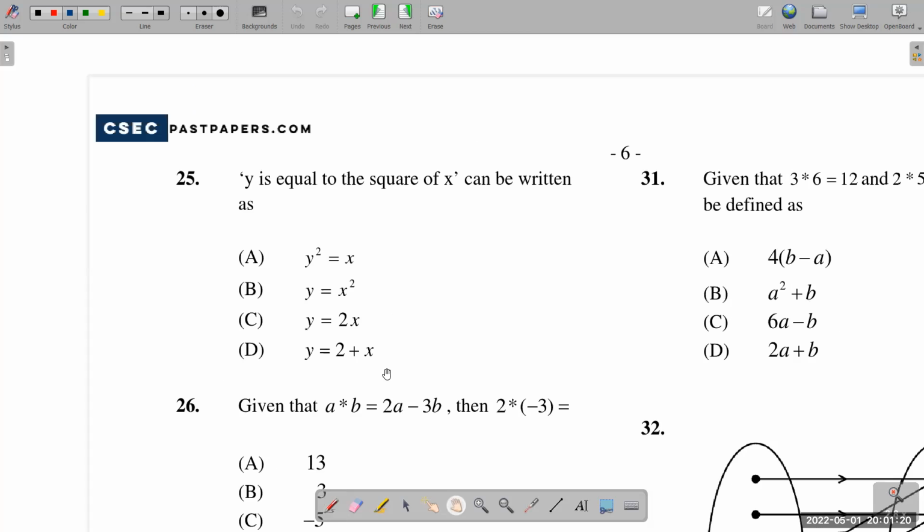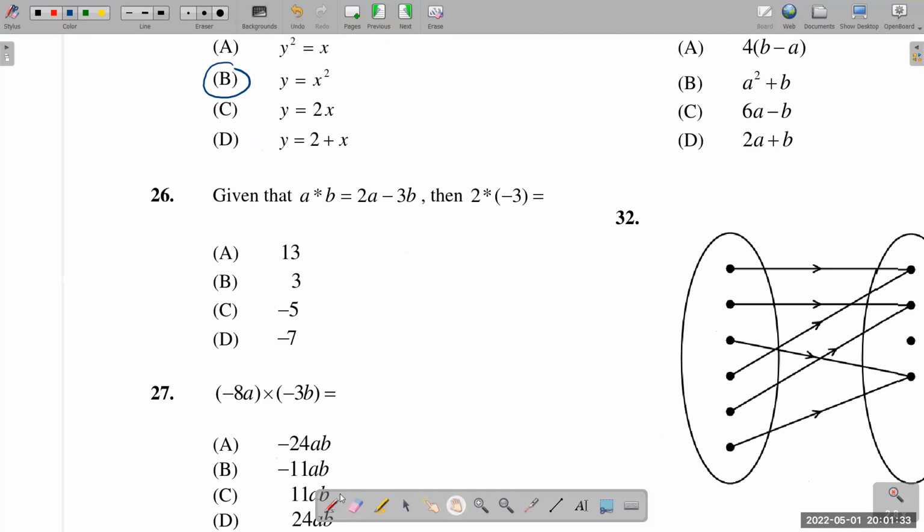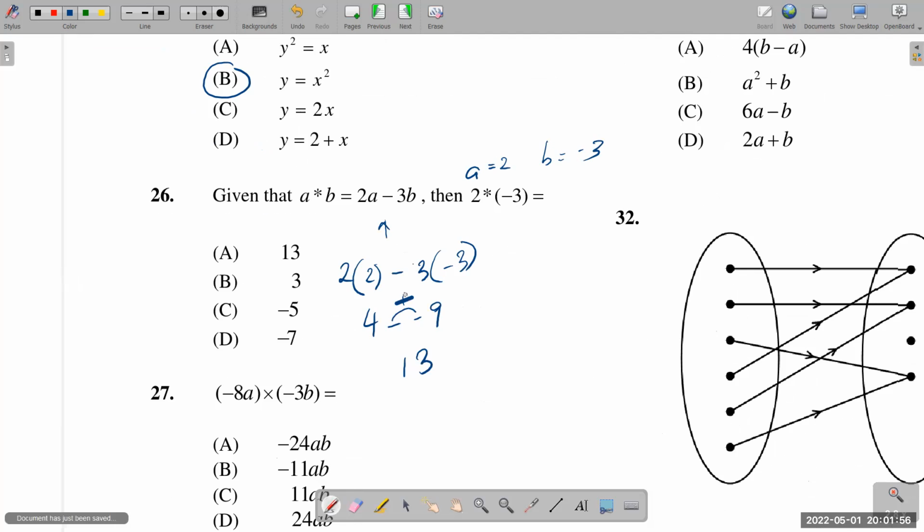This is the same question again. Everybody seeing the repetition? So that's B. Same thing here, you identify your A and your B. So A is equal to 2, B is equal to -3. So you just substitute: 2 times 2 minus 3 times -3. So that's 4 minus -9. So my answer is +13. Turn to a plus.